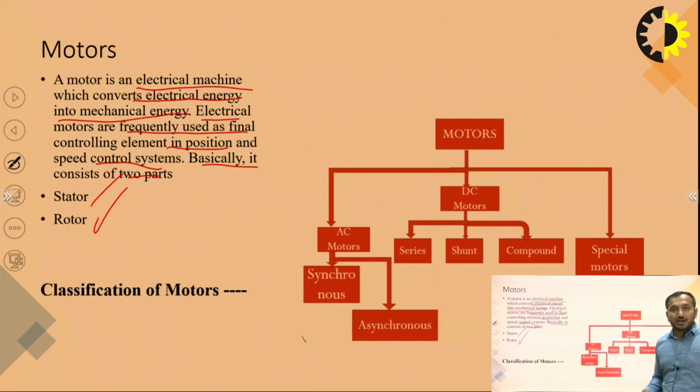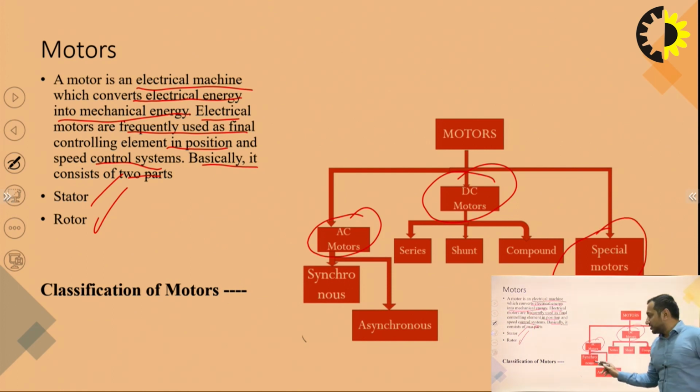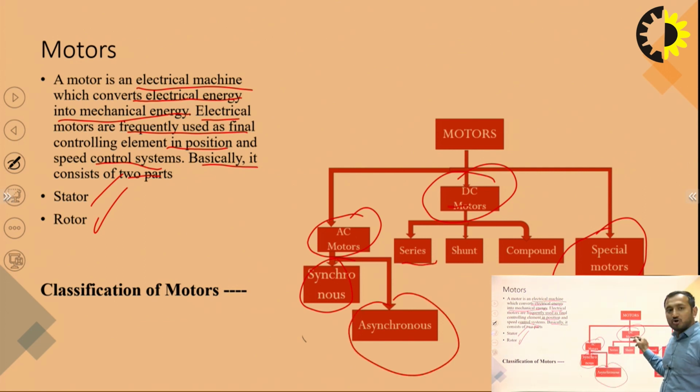It is broadly classified into three categories. One is AC motor, which takes alternating current as supply. One is DC motor, which takes direct current as supply, and one is special motor. Special motor types are stepper motor and servo motor. And types of AC motors are synchronous and asynchronous, and DC motors are series, shunt, and compound. So these are the classification of motor, but in today's lecture we will be focusing on DC motors.